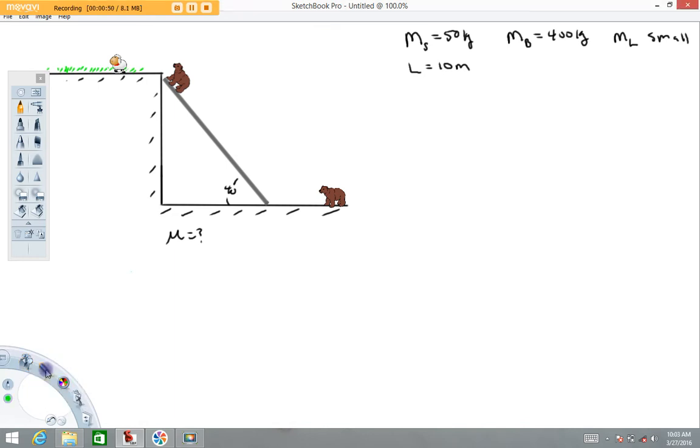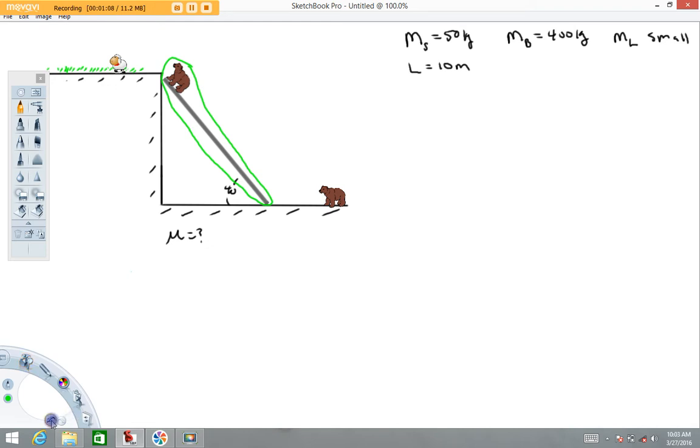But when you do your free bodies, it's very, very important that you define your system quite clearly. So my system is going to be this. I'm going to include the bear and the ladder. So the system is going to be the bear-ladder combination.